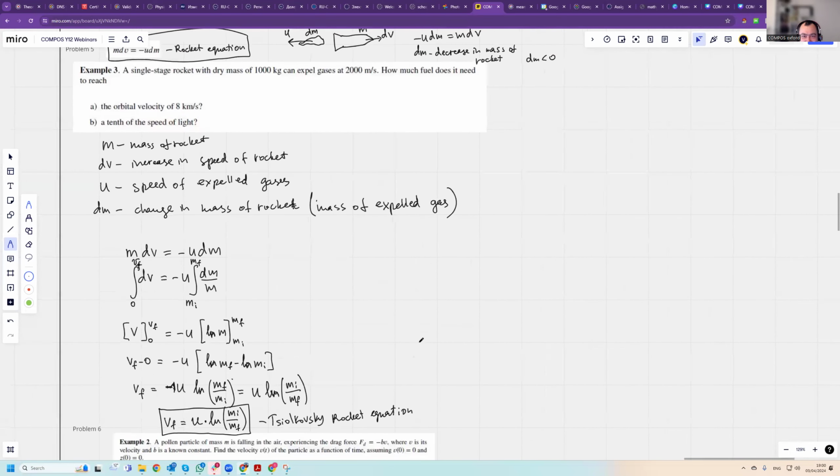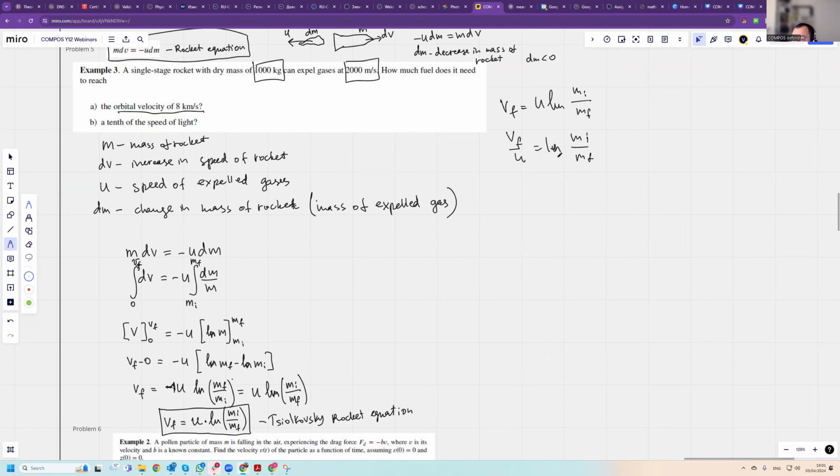So let's say you have a rocket of 1,000 kilograms and the speed of the gases is 2,000 meters a second. How much fuel do you need to reach orbital velocity? That means to take it to space. That's the minimum speed to take it to space. Well, you can work it out. Vf is equal to u logarithm initial over final. So Vf over u equals logarithm m initial over m final.